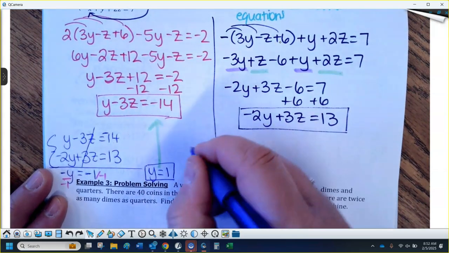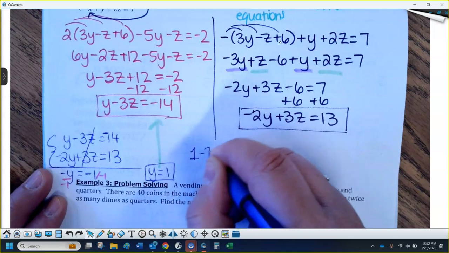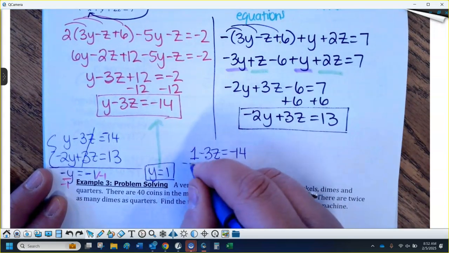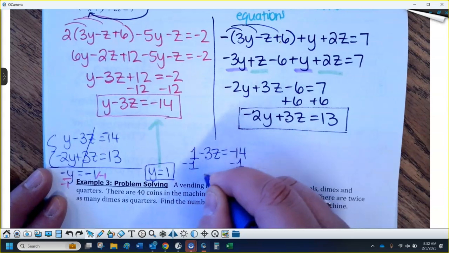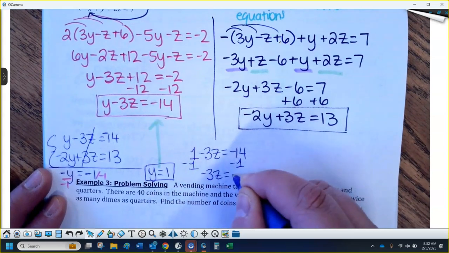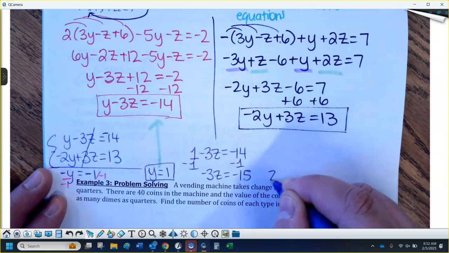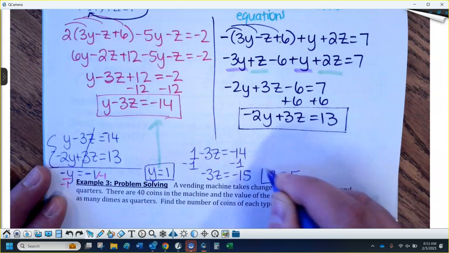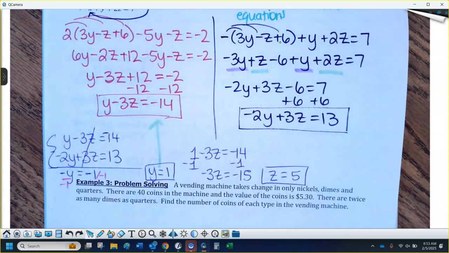So in this case, you have y, which is 1, minus 3z equals negative 14. I'm going to subtract the 1 from both sides. So I get negative 3z is negative 15. What would z be then? 5. If I do negative 15 divided by negative 3, the negatives cancel, you get 5.